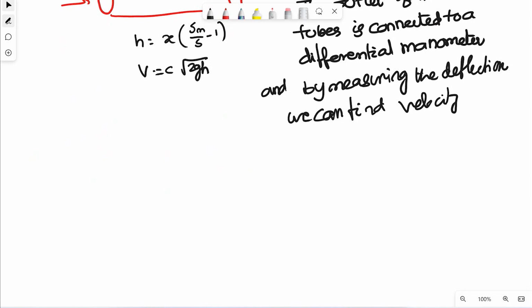Now, the outlets of both these tubes are connected to a differential manometer. So now I will show you how. Just observe it carefully. For example, now I am showing the static tube. So this is the inner one, right? The outer one will be like this. So there are two tubes, outer tube and inner tube.